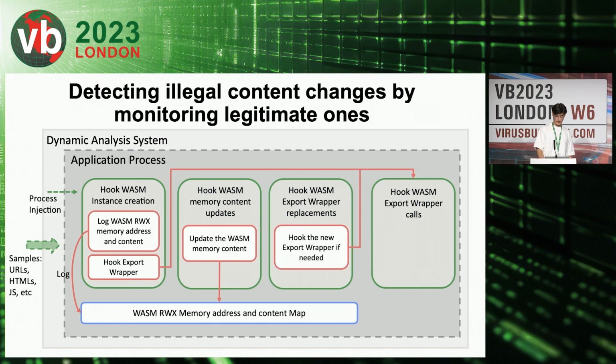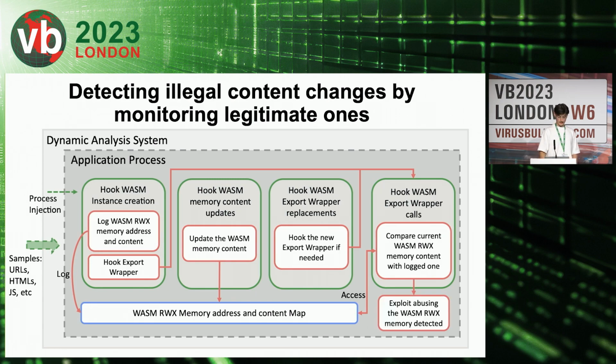Now when the export function is called from JavaScript, our hook on the export wrapper will be triggered. At this time, we're going to access our memory address and content map, and we're going to compare it with the current one, so we can provide a verdict.